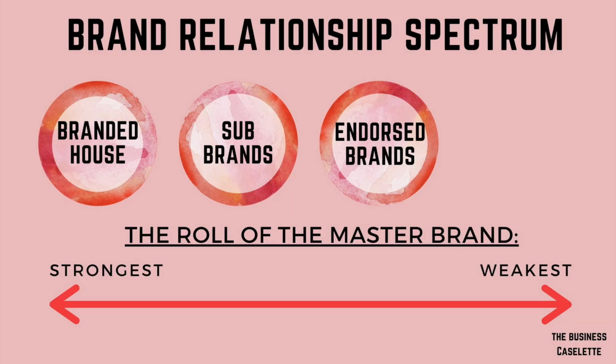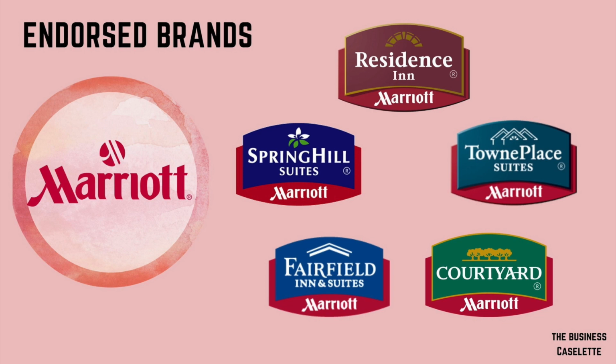The third architecture we have is endorsed brands. With endorsed brands, we're getting a little further away from the role of the master brand and are instead relying on the brand's equity to endorse the brand's reputation. Of course, the classic example here is Marriott, with their slew of hotel brands, which are all endorsed by the Marriott Quality Promise. This allows them to offer distinct experiences while leveraging their brand equity to attract customers for every budget and occasion.